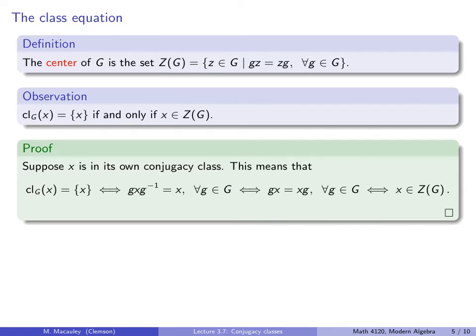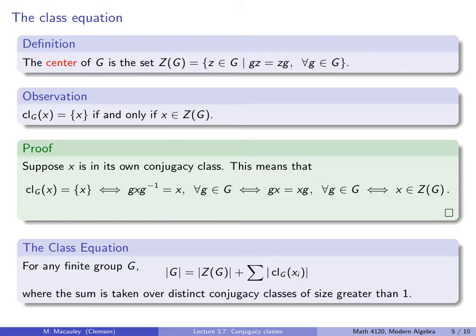At last, here is the class equation as it is traditionally presented. For any finite group G, the order, the size of G, is the size of the center plus the sizes of all the conjugacy classes that are bigger than 1. So we've essentially proven this.